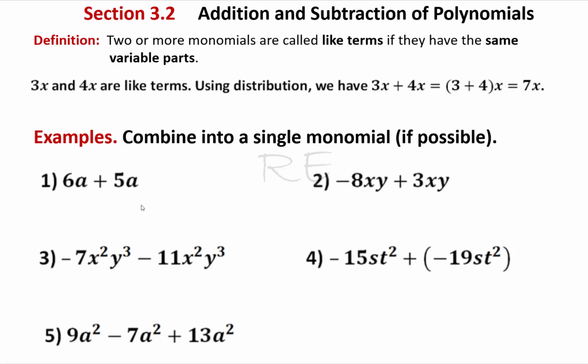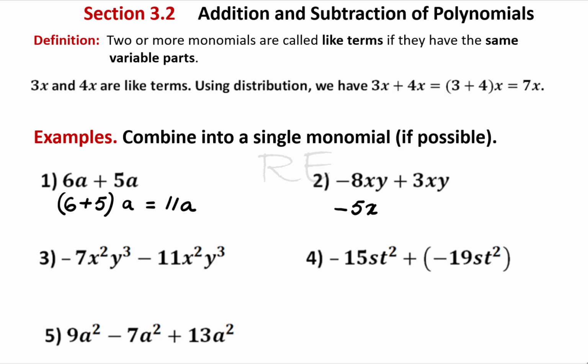Like terms can be added together. So to combine into a single monomial, we're going to use distribution. It's 6 plus 5 between parentheses times a, and 6 plus 5 is 11. So this becomes 11a.